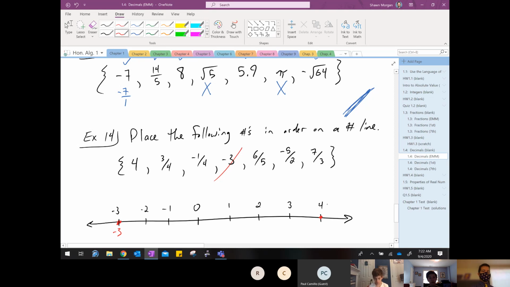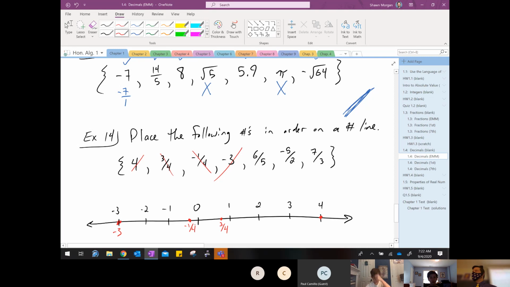Now you're looking at the screen. I'm wondering why you weren't looking at your paper there. All right, let's see here. I'll do 3/4. That one's easy, right? 3/4 would be about there. Okay, 3/4. Let's see here. -1/4, right? That would be to the left of 0 just a wee bit. That's simple enough. There's -1/4.